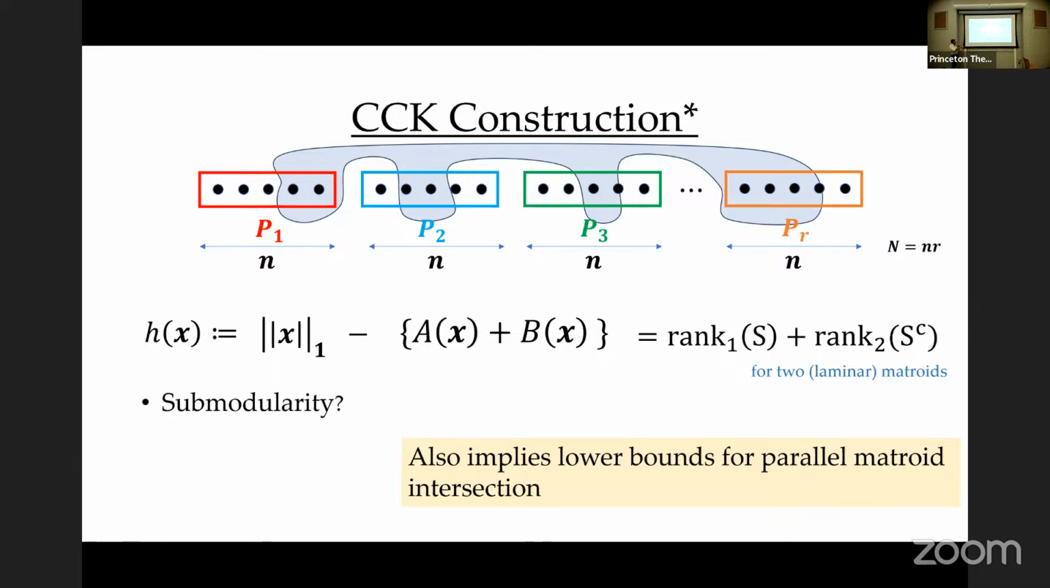I know I'm being very fast, but the point that I wanted to make is that this construction not only implies lower bounds for parallel submodular function minimization, but you can ask for parallel matroid intersection, which is another problem which can be solved in polynomial time. Can you do it in low depth? We cannot. Even if you have rank query access to matroids, you need cube root n depth to solve matroid intersection. So this is one byproduct of this result.